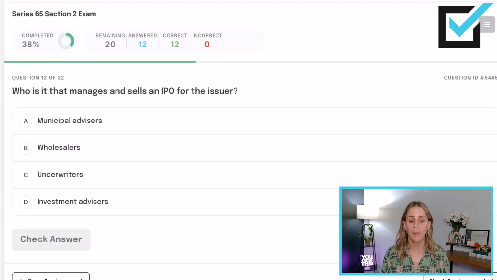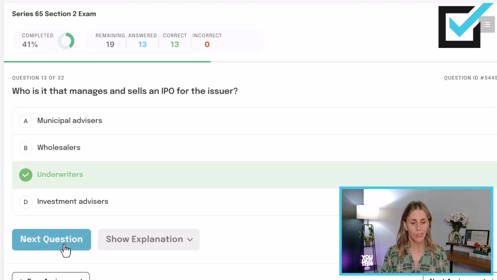Who is it that manages and sells an IPO for the issuer? Municipal advisors, wholesalers, underwriters, investment advisors. It is underwriters, investment bankers, who manage and sell an IPO for the issuer.